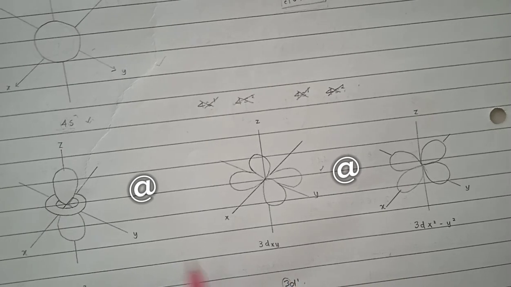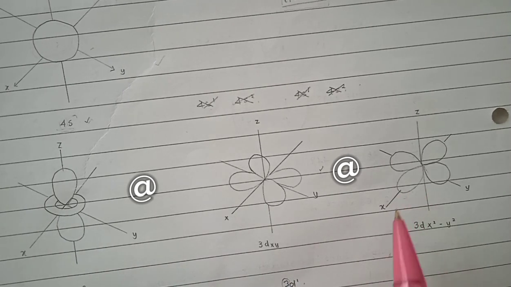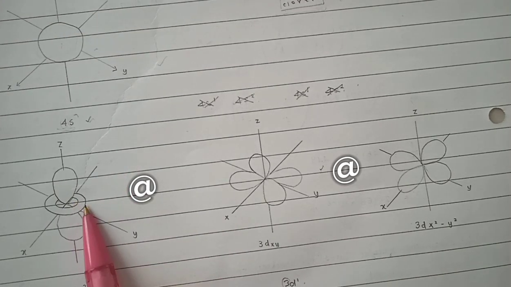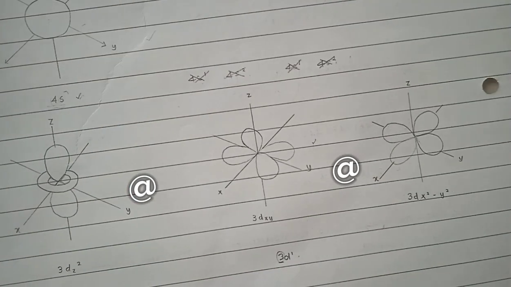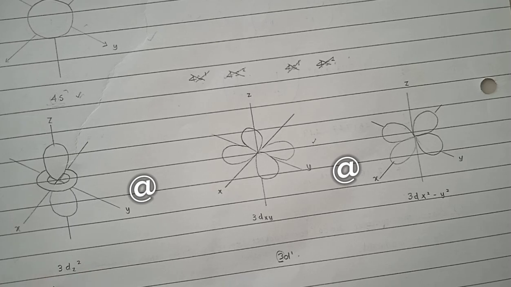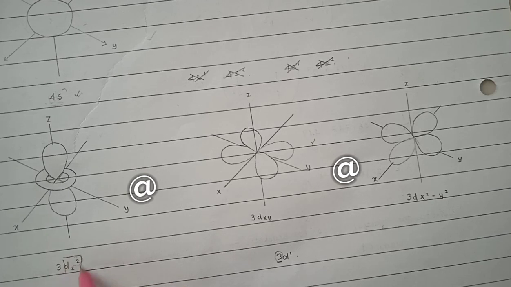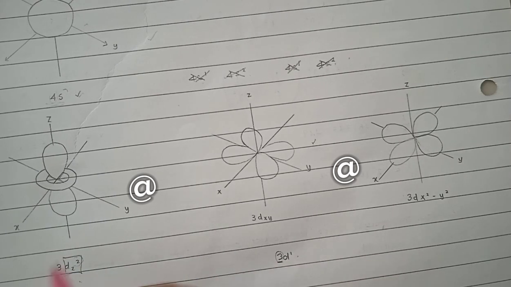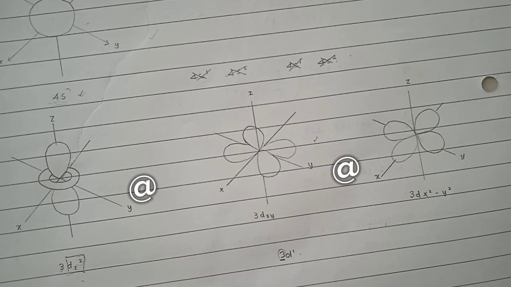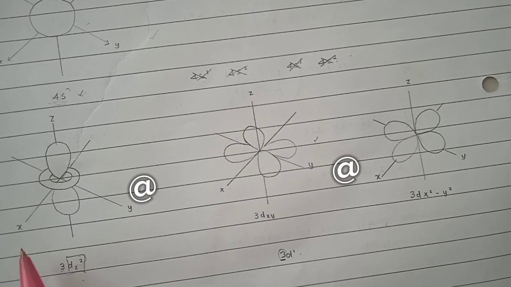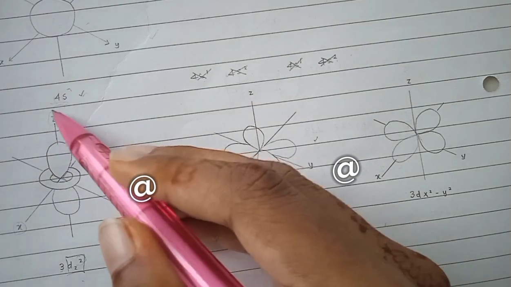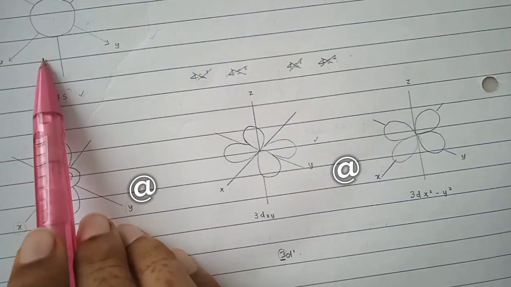So here I draw 3 orbitals. The first one is 3dz square. This one, not the electron number. This is the shape. Okay, the shape is dz square. But then because the principal quantum number is 3, we write 3 here. And then this one also we are supposed to write. Okay, it is necessary to write this. Same goes for 4s just now. We are supposed to write this.